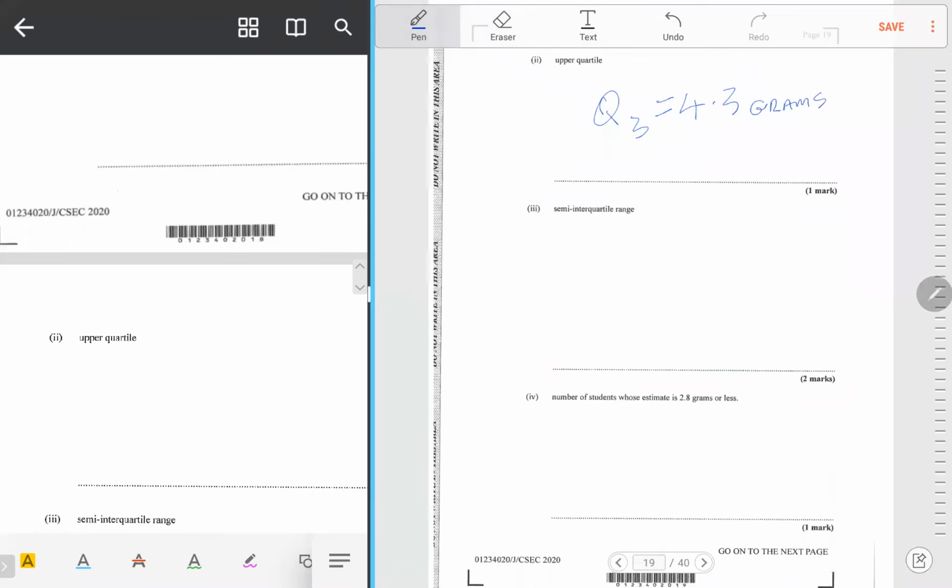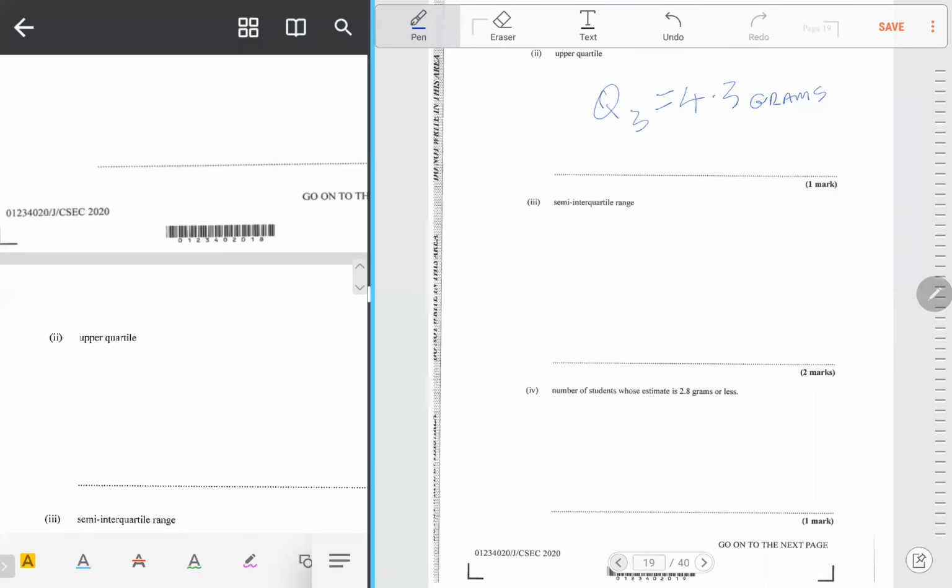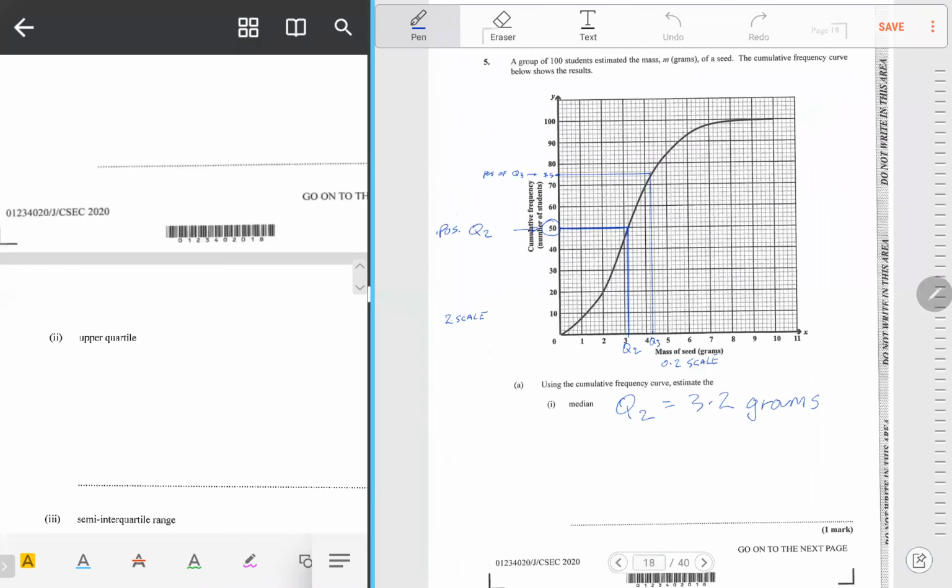All right. Next thing I want is the semi-interquartile range. You see that? To get the semi-interquartile range, we have to find the interquartile range and then half it. That's all. So we have to go find the first quartile. I'm going to go back on the diagram now.